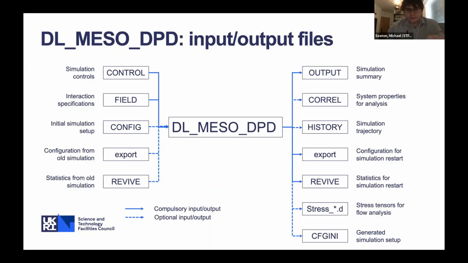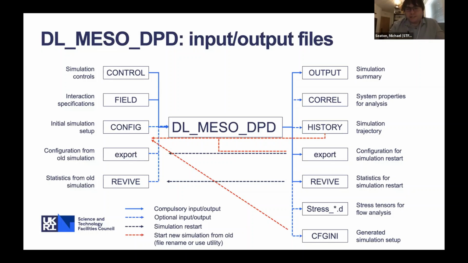And to carry out a restart, you basically use the export file, but you can also use the revive file if you want to preserve your accumulated statistics from before. If you want to start a new simulation from a previous simulation, you've got a few different options. You can either take a frame from the simulation trajectories in history, or you can use the configuration from a simulation restart. Both of those you can process through a utility to give you a new config file, or you can take the generated simulation setup from the config ini file and rename that as config for a new simulation.